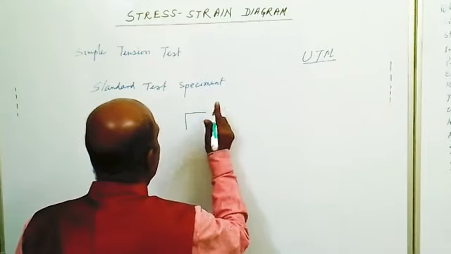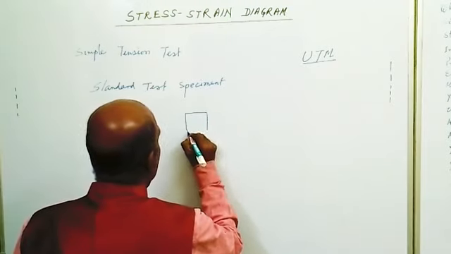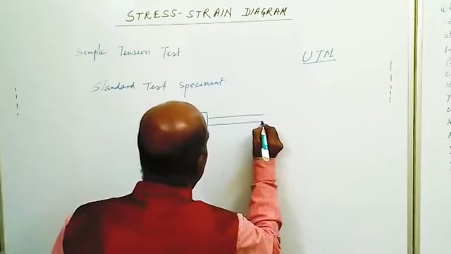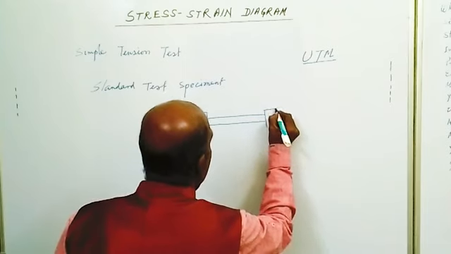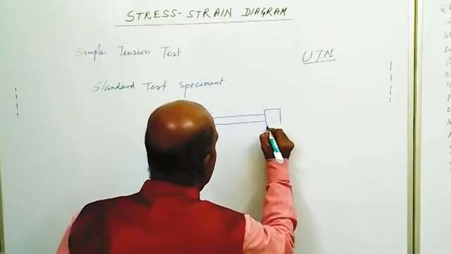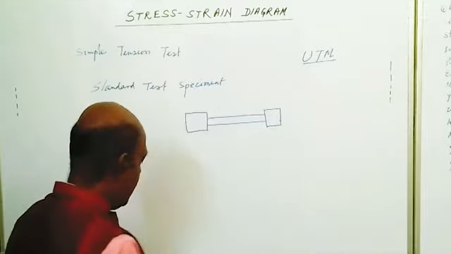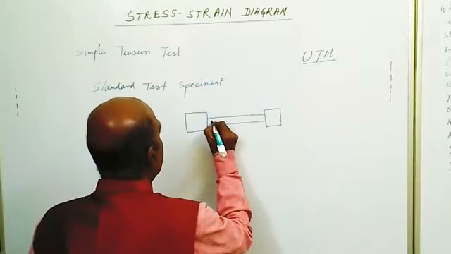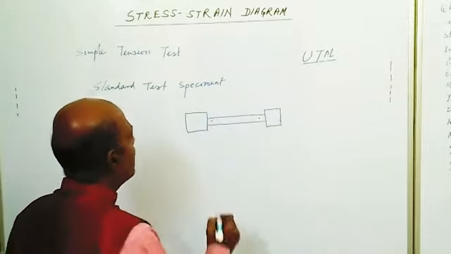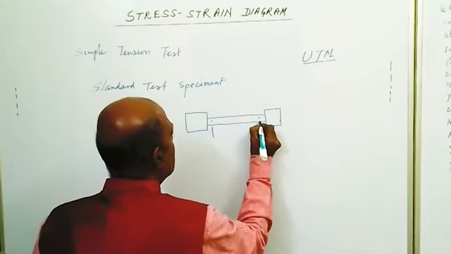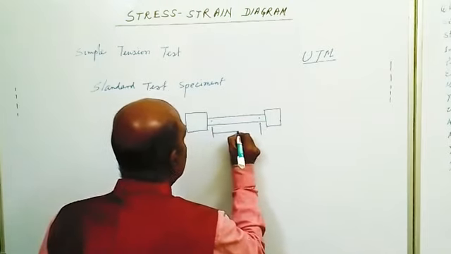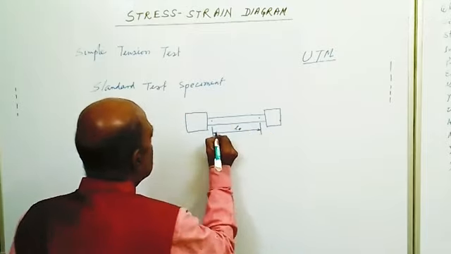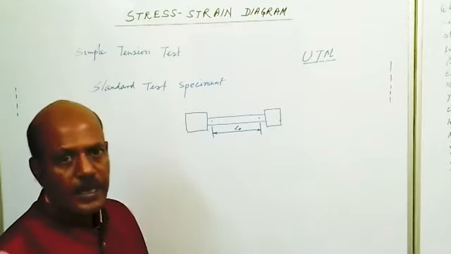At the end the diameter is more, and after that the diameter is less and it remains the same throughout. So at the end you will see more diameter, and at the center the diameter is uniform. Before testing, 2 points are marked here. The length between these 2 points is called the gauge length, or L0.